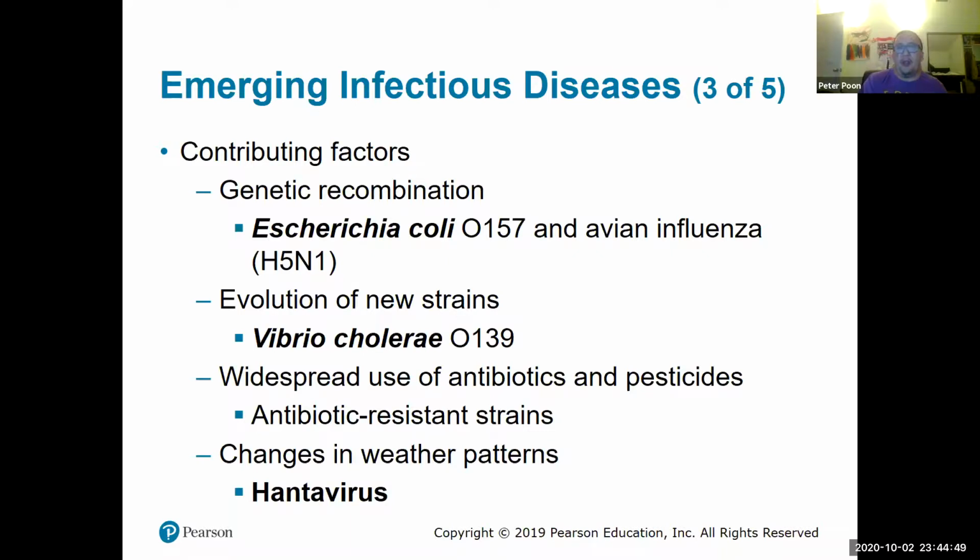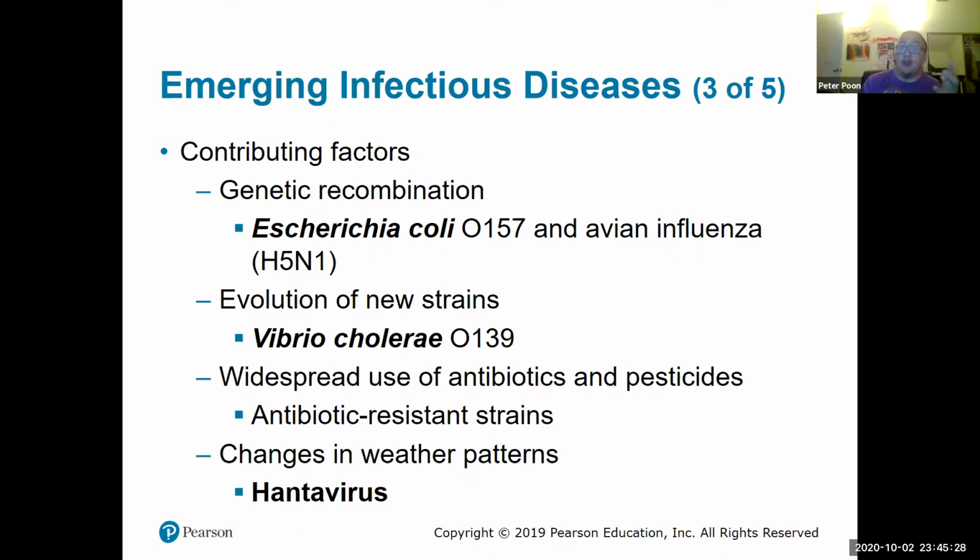So, a couple of things. The E. coli O157 is basically because we are giving cows a lot of corn, and their intestines are adapting to eating corn instead of grass, and therefore their stomachs are less acidic, and that's causing changes in E. coli, which is making this outbreak of O157.